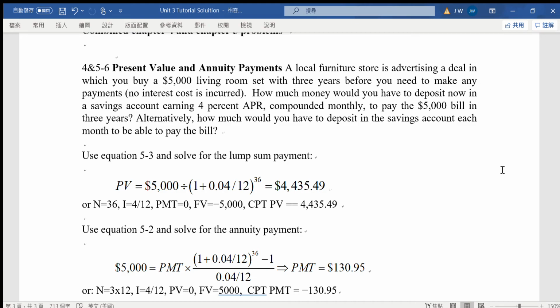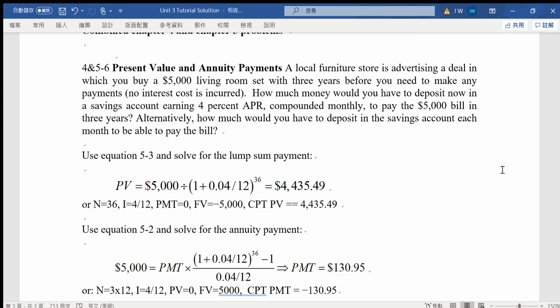Now, there are two questions. One is that you deposit one single lump sum, and the second is that you deposit monthly, in order to accumulate a sufficient amount to pay for the furniture. Then we will calculate these two figures.